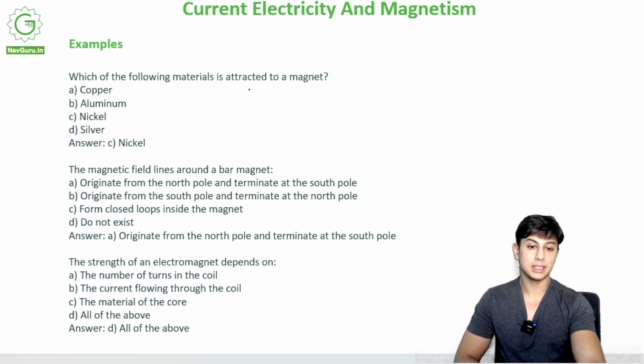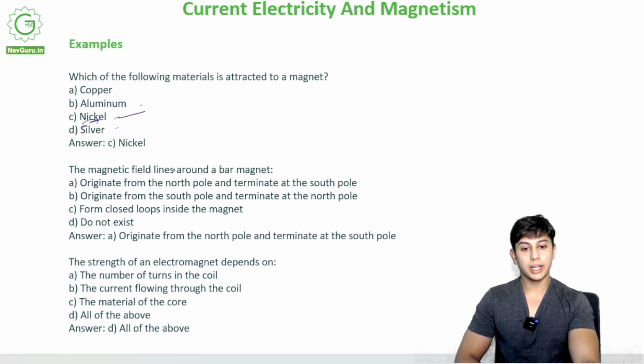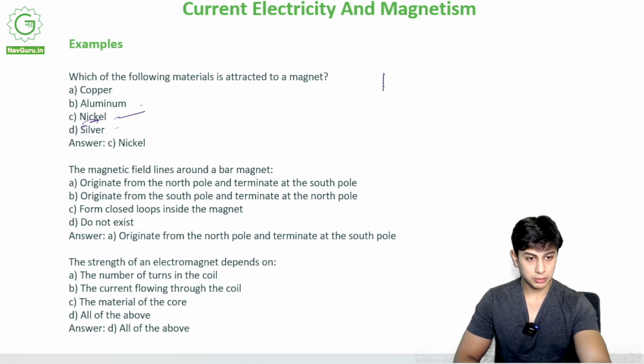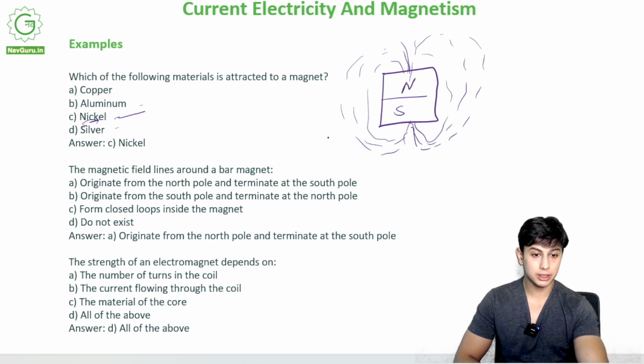Which of the following materials is attracted to a magnet? Alright, which of the following materials is attracted to a magnet? Nickel, copper, aluminium, silver, what? Nickel. Right, nickels are attracted. Metals are in general attracted, but nickel. Okay. Magnetic field lines around a bar magnet. Remember this diagram? Originate from north pole and terminate at the south pole.